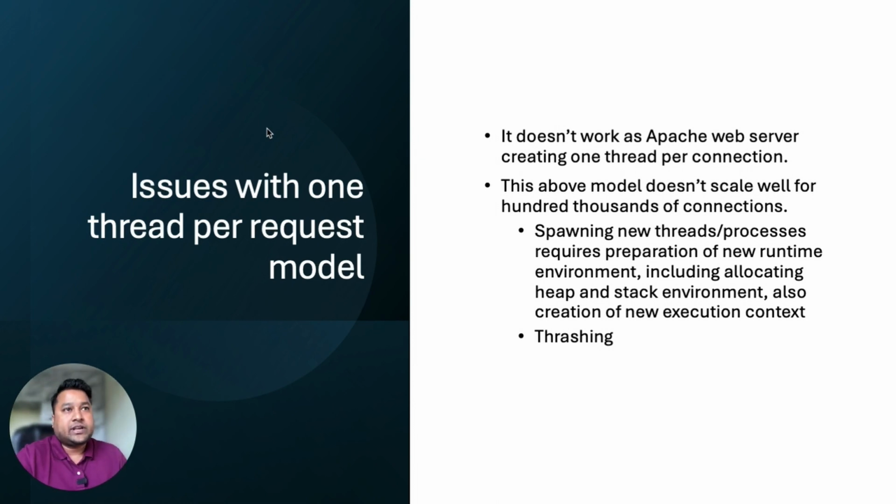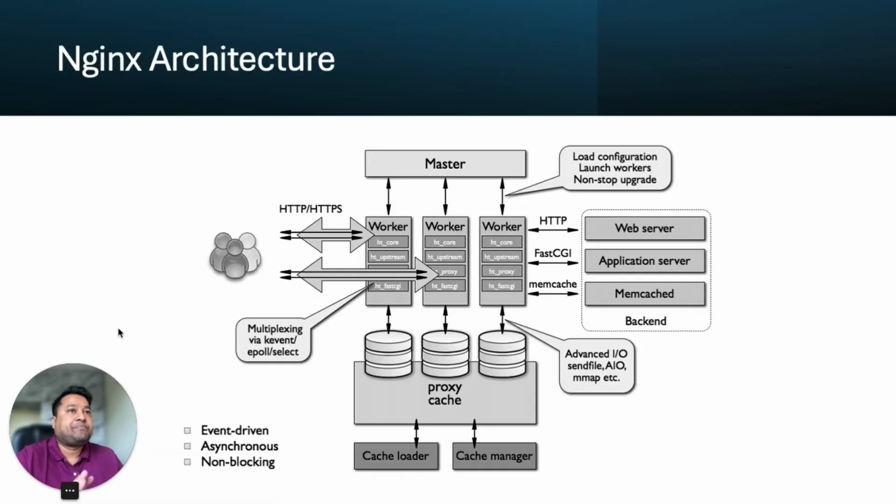Those will also create a problem, because every thread or process comes with its own runtime, and every time your CPU executes a thread or process, it has to allocate some kind of heap or stack for its processing, right? All those technical things happen behind the scenes at the operating system ground level. That consumes a lot of time and does not make the system perform well, and hence you have Nginx. So in Nginx you have this kind of architecture, right?